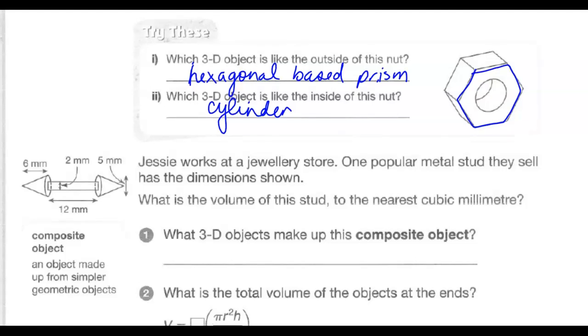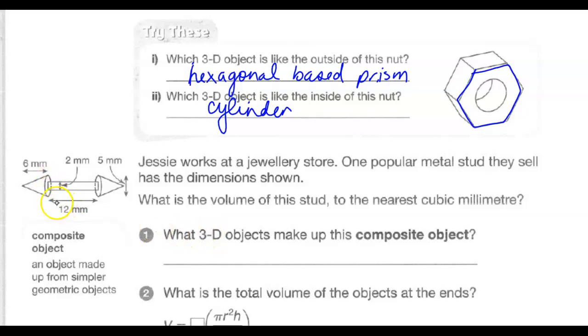Okay, now we'll do some calculations. It says Jesse worked at a jewelry store. One popular metal stud they sell has the dimensions shown. What is the volume of this stud to the nearest cubic millimeter? So basically we assume everything is solid metal. It first asks what 3D objects make up the composite object.